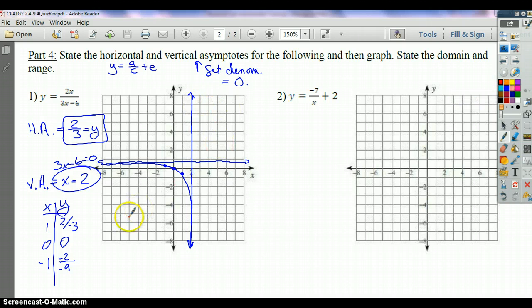Now I'm going to go over here, my positive section. So remember, 3, 4, 5, because I'm just above 2. If I put 3 in here, I get 6 over 3, which is 2. So at positive 3, I'm up 2. At 4, I'm going to have 8 over 6, which is 4/3, so 1 1/3 is here. If I put 5 in, I have 10 over 9, which is almost 1, but just above it. So here we go again. Start really close to this asymptote, and then loop it around. Okay, and there we go.